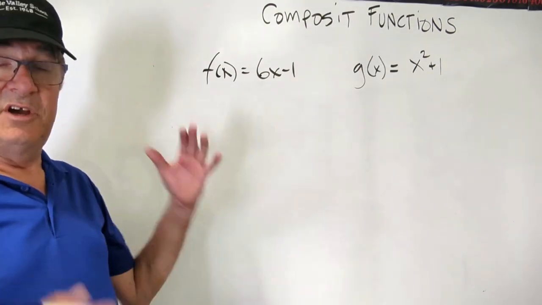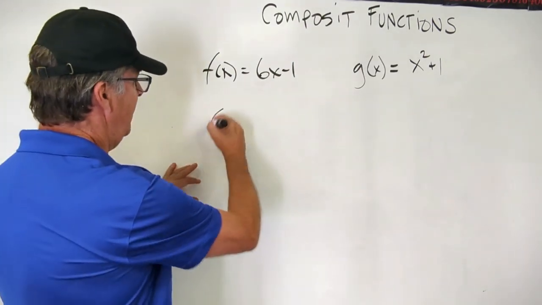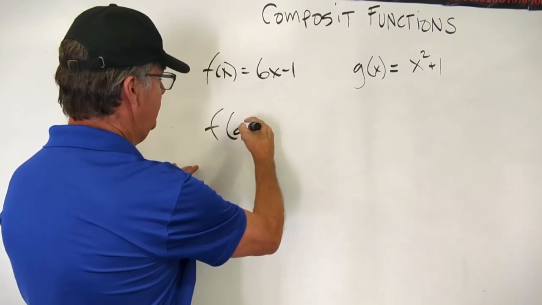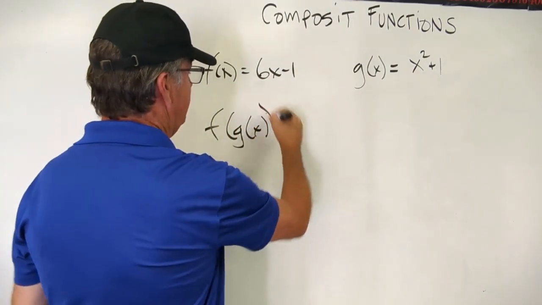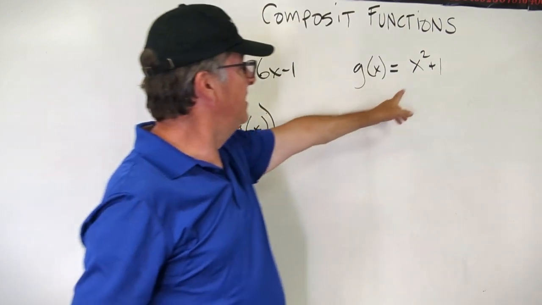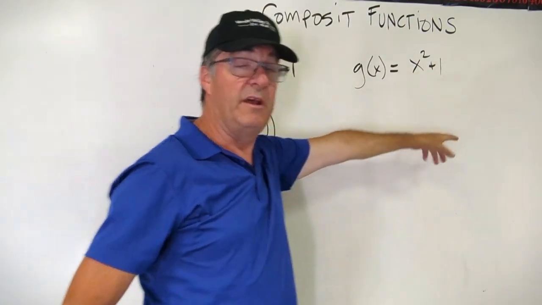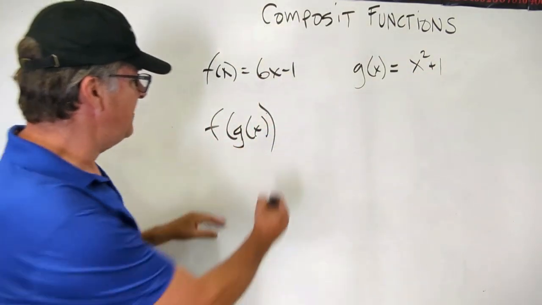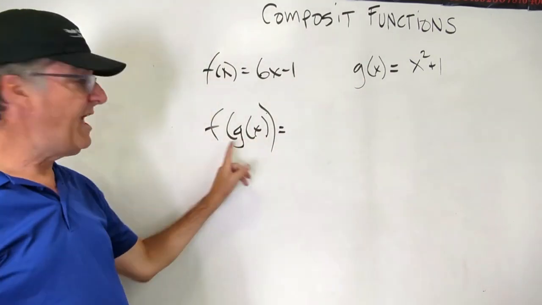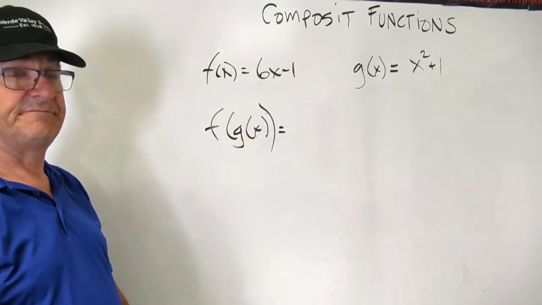If you're feeling bold, go ahead and pause the video and do f of g of x. So here's my f of x, 6x minus 1, and my g of x is x squared plus 1. So pause the video and come up with the function that would be for this one, f of g of x.